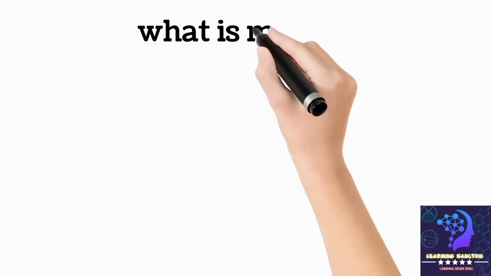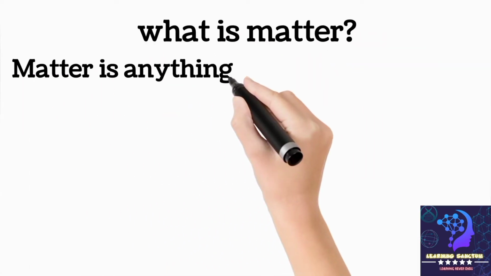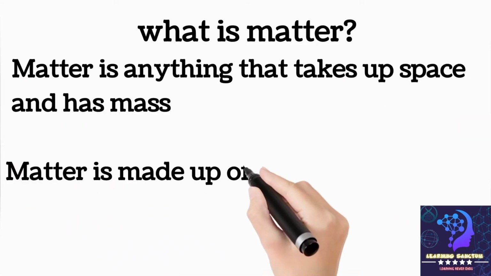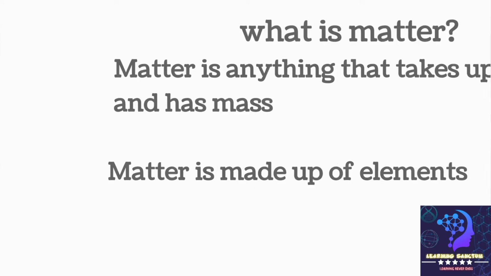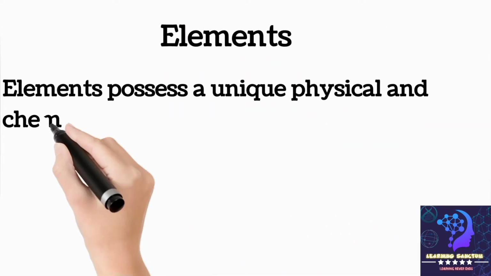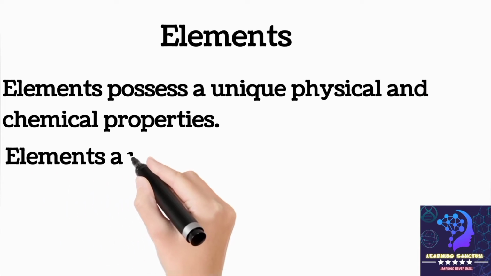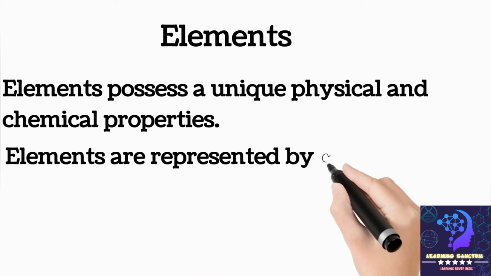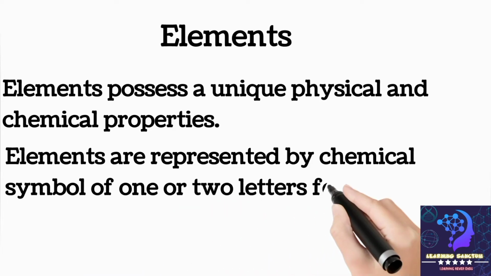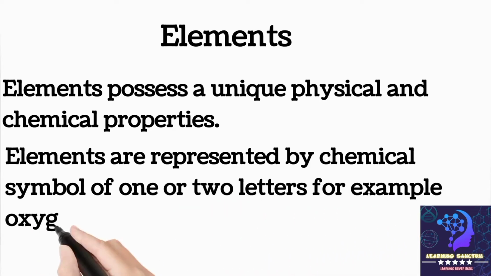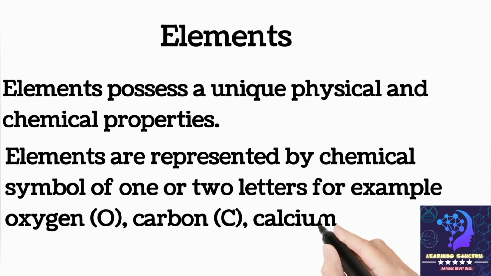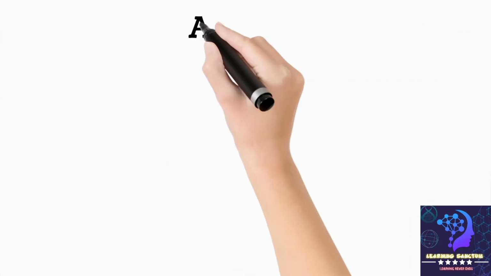What is matter? Matter is anything that takes up space and has mass. Matter is made up of elements. Elements possess unique physical and chemical properties. Elements are represented by chemical symbols of one or two letters, for example, oxygen O, carbon C, calcium Ca.